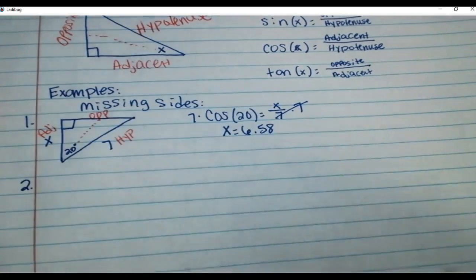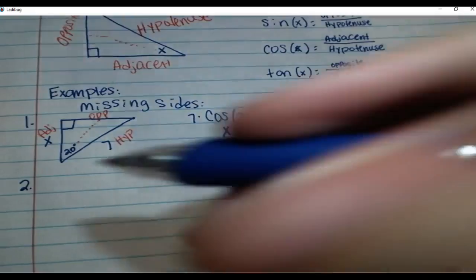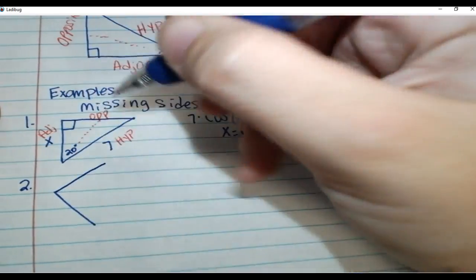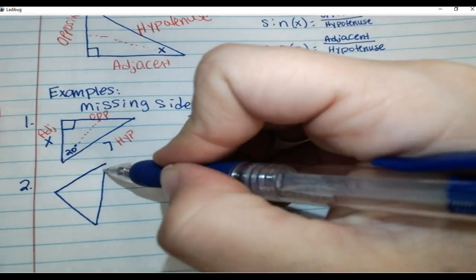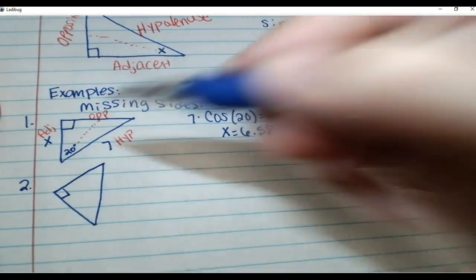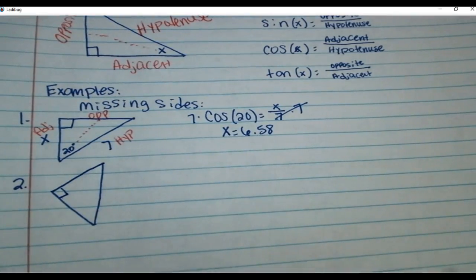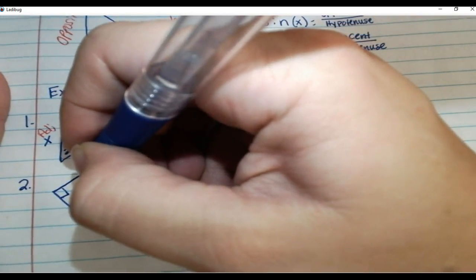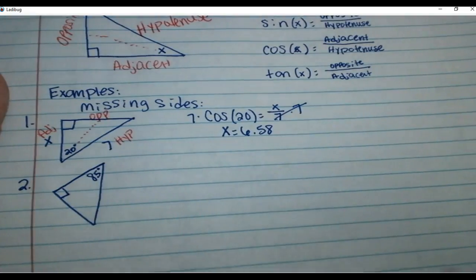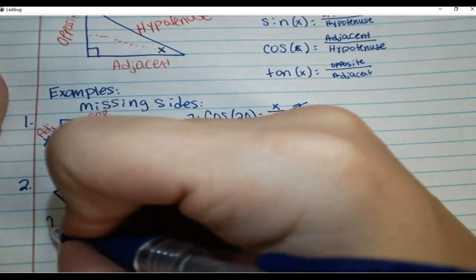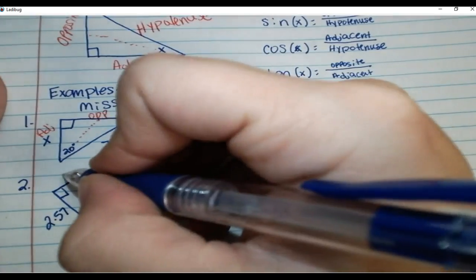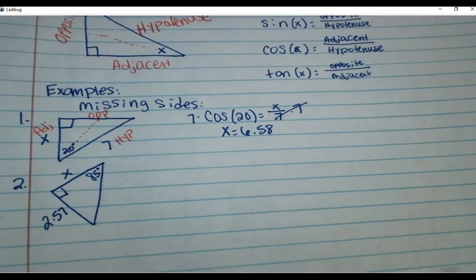Alright, let's do another one. Let's say it looks like this. So let's say our angle is 85 degrees. Our side over here is 2.57. And we want this one.